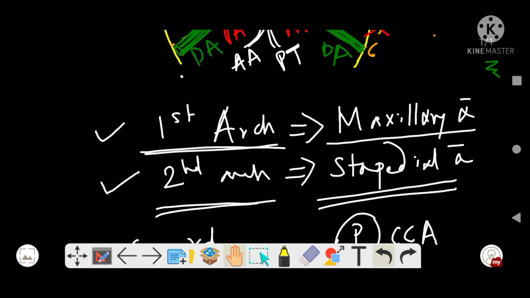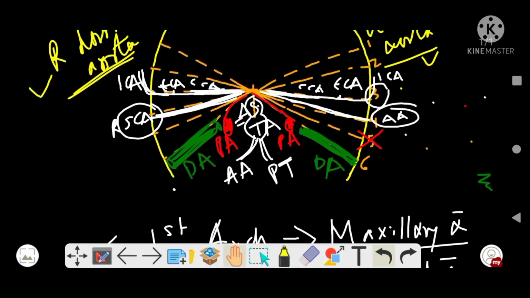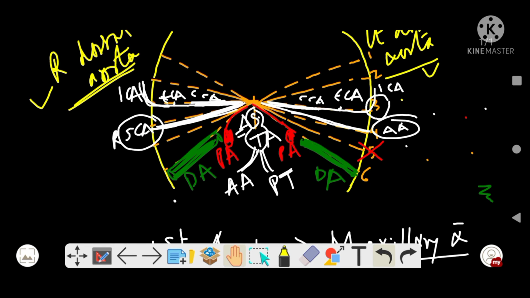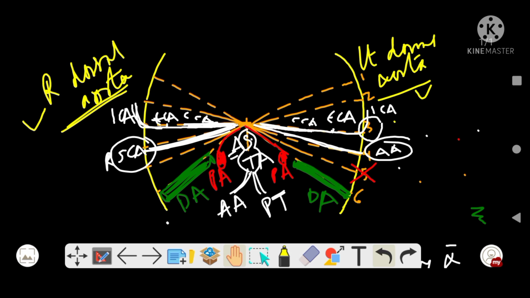Then I told you from the first arch the maxillary artery develops, from the second arch the stapedial artery develops, from the third arch the proximal portion gives the common carotid artery, that continues as the internal carotid artery and gives an extension of the external carotid artery, correct, on both sides. From the fourth left arch artery, the arch of aorta develops, because the arch of aorta or the heart is on the left side, correct. From the right fourth arch artery there develops the right subclavian artery, right.